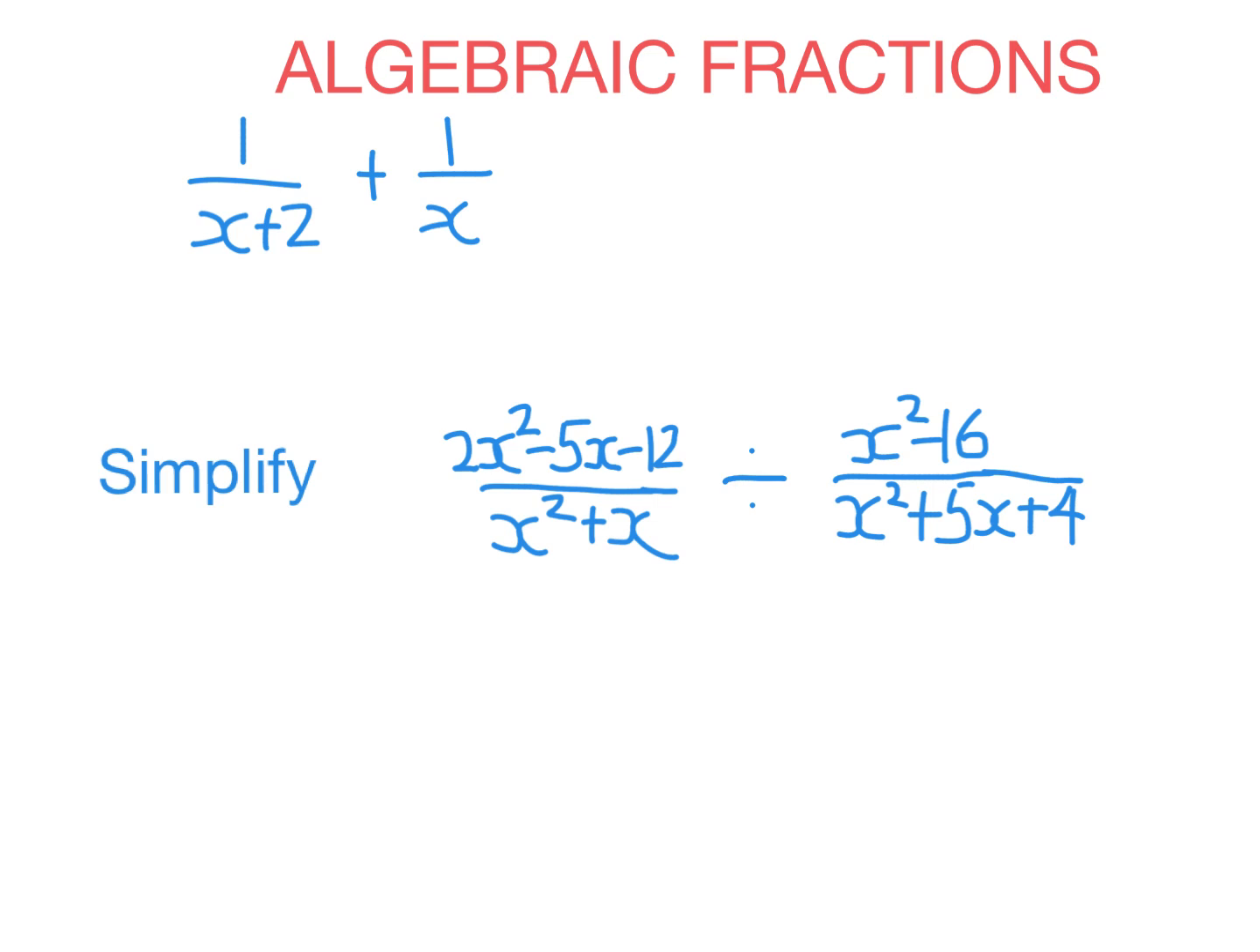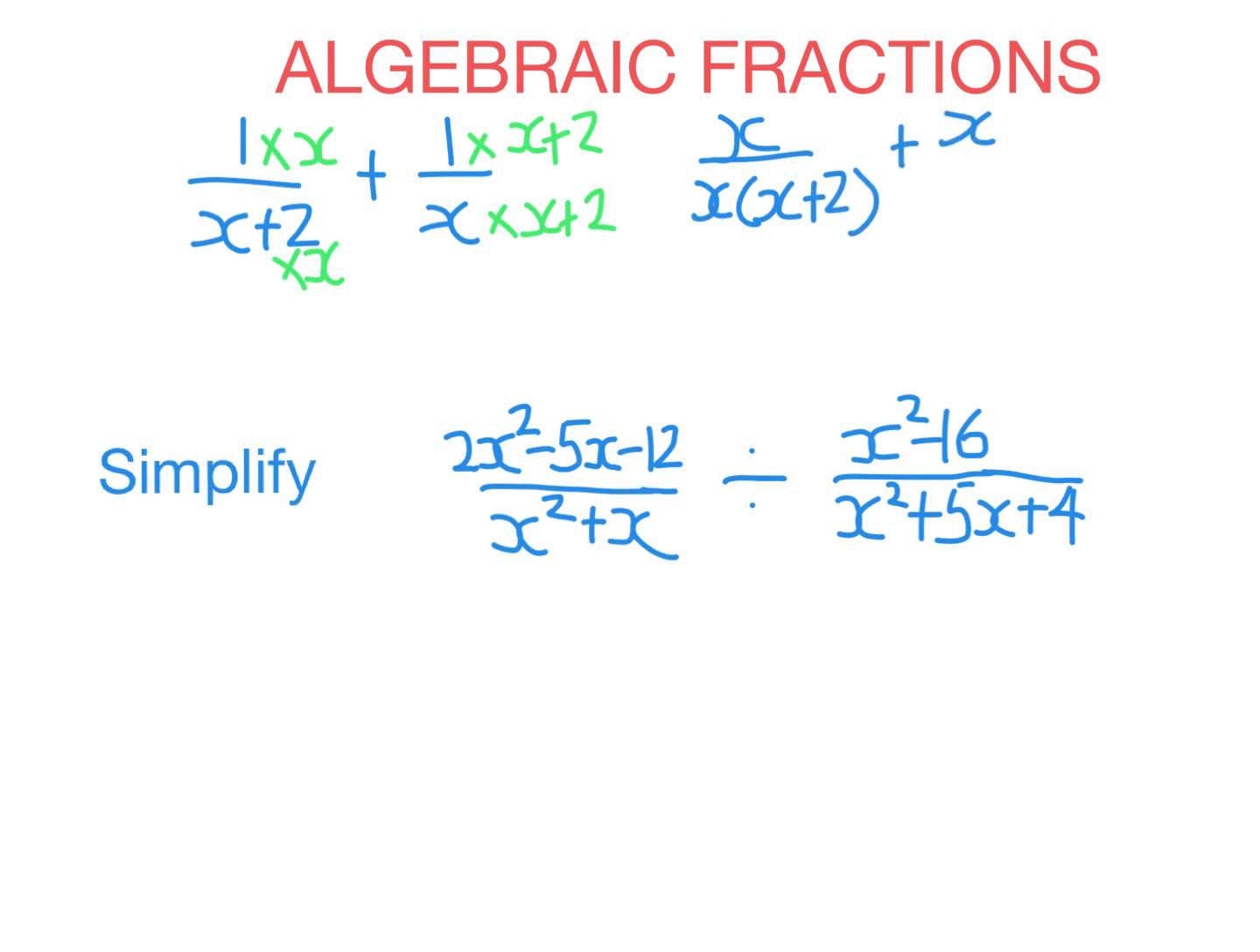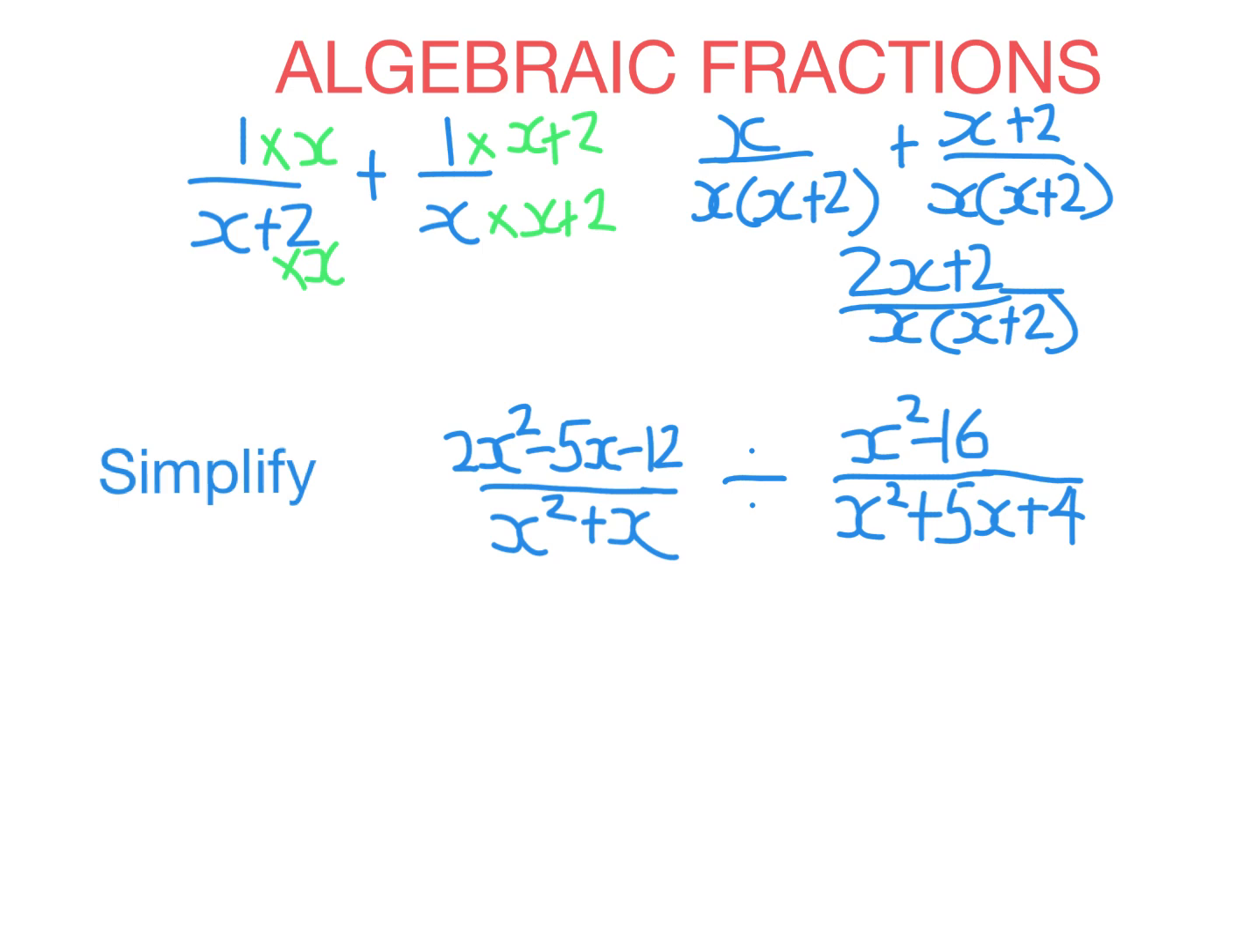So I'm going to times top and bottom of this fraction by the denominator of the other fraction. And similarly, I'm going to times top and bottom by the denominator of the other fraction. So the first fraction simply becomes x over x times (x plus 2), and the second fraction becomes x plus 2 over that same denominator. So now that the denominators are the same, I keep the same denominator and simply add the tops. So x plus (x plus 2) gives me 2x plus 2, and on the bottom we have x lots of (x plus 2). So this is as simple as it can get.